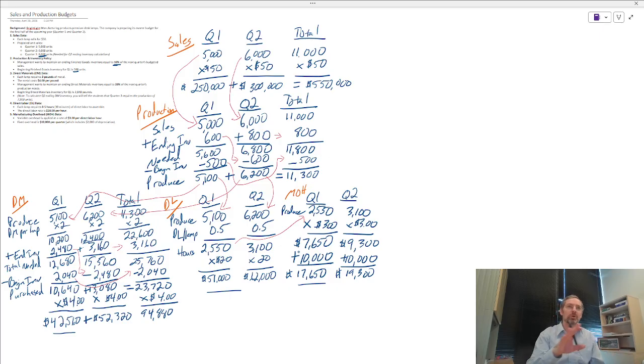So my overall goal is to show you how all of these things flow together and how we can use this to plan out in a business how much we're going to buy and the shifts for our employees that we're going to have to put together.